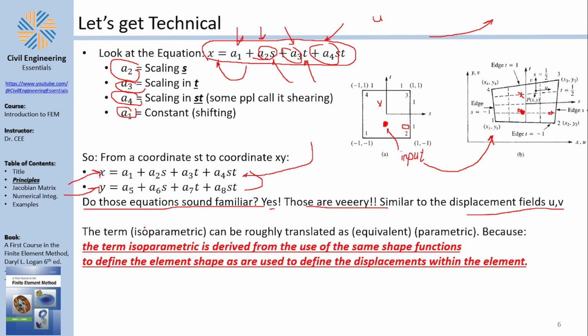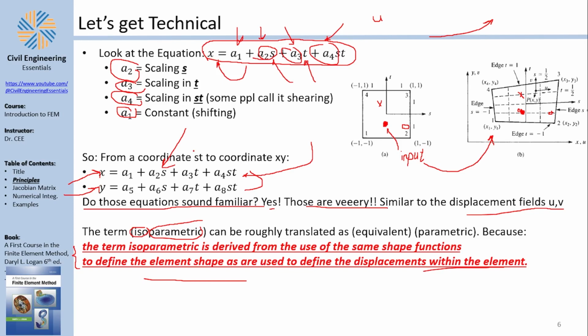You see, the word iso means equal or equivalent, and parametric means, well, parameters. So it's called isoparametric because it seems, and this is an outtake from Daryl and Logan's book, the term isoparametric is derived from the use of the same shape functions to define the element shape as are used to define the displacement. So this x defines the element shape.